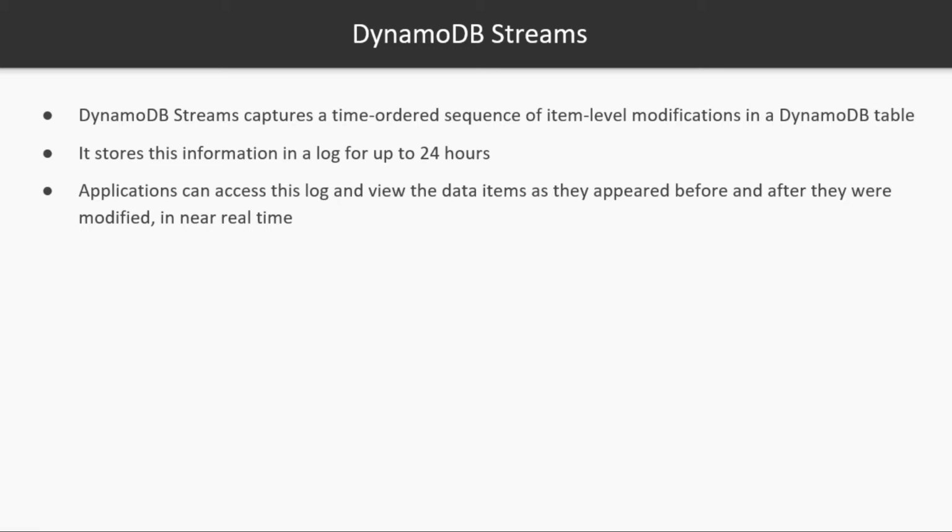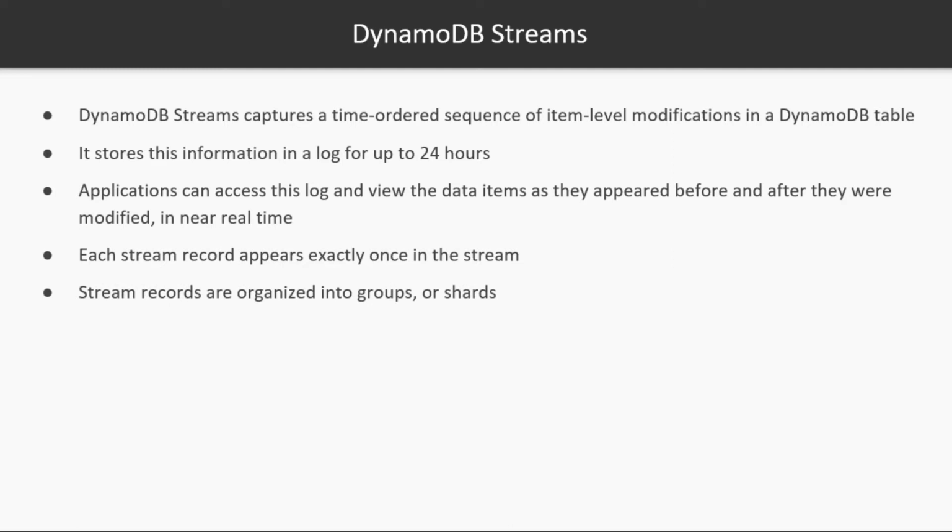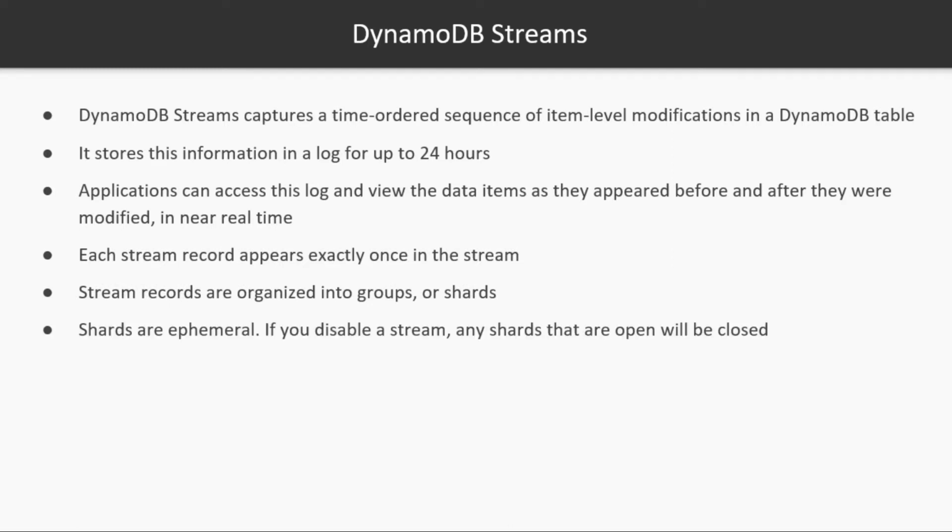Applications can access this log and view the data items as they appeared before and after they were modified, in near real time. Each stream record appears exactly once in the stream. Stream records are organized into groups or shards. Shards are ephemeral. If you disable a stream, any shards that are open will be closed.